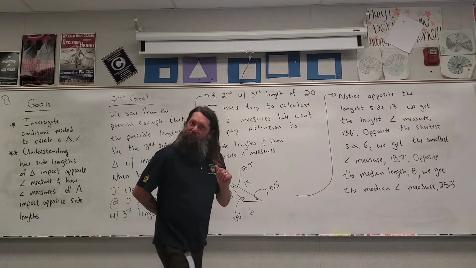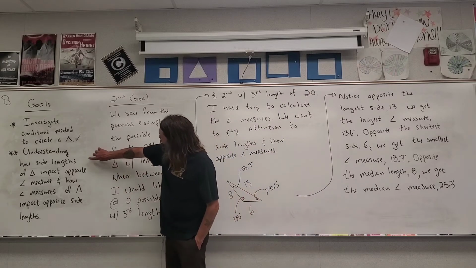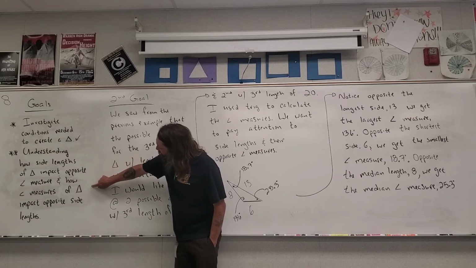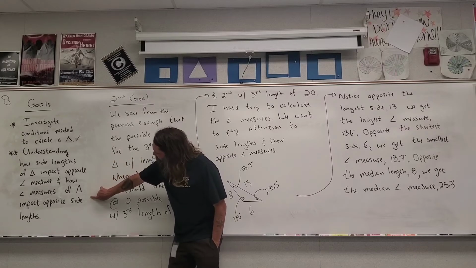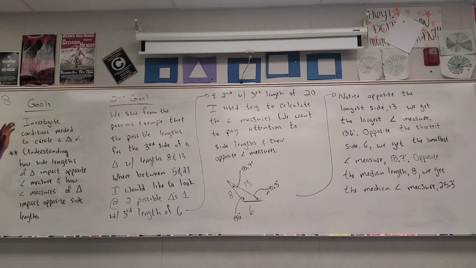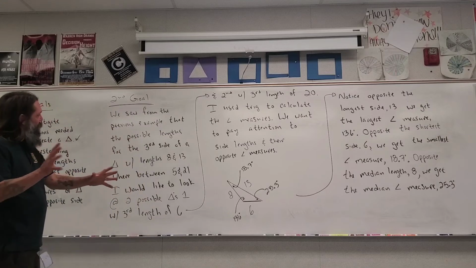I'm back. So let's go ahead and now jump into the second goal, and that's understanding how side lengths of a triangle impact opposite angle measure and how angle measures of a triangle impact opposite side lengths. I'm going to actually read the goal instead of tell you the goal and then read it again. I'm going to shorten this.